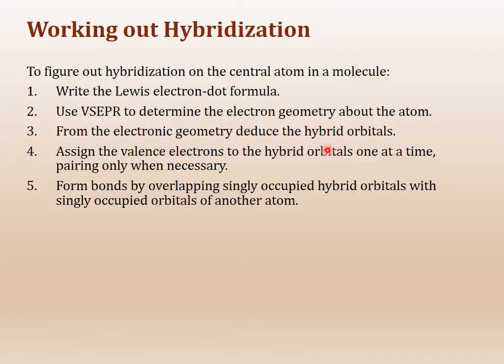From the electronic geometry, then you can figure out what kind of hybrid orbitals you have. Remember, for sp hybridization, you need two electron groups. For sp2, you need three. For sp3, you need four electron groups. It's as simple as that. And then you can draw the hybridizations.